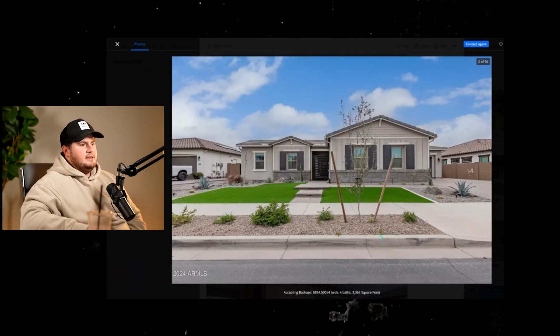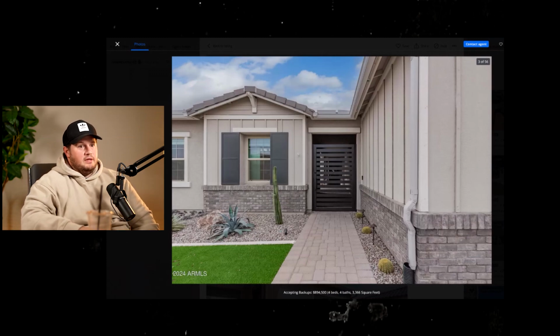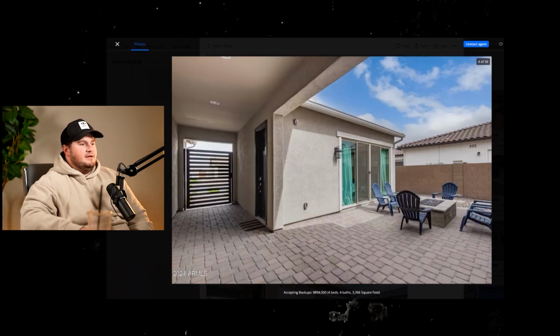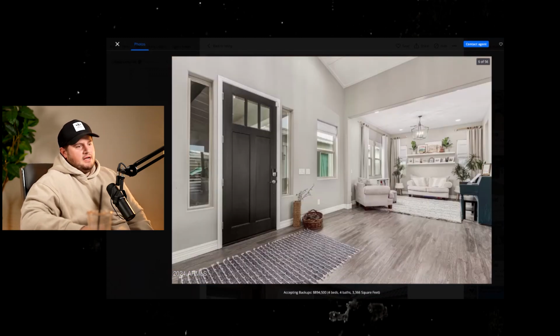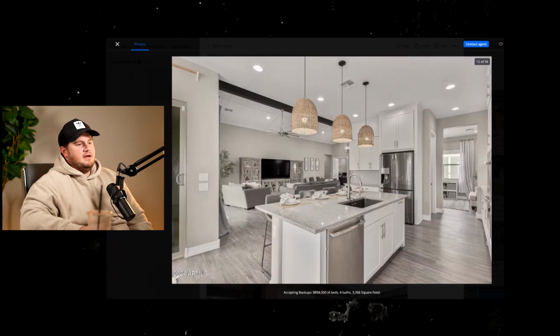So basically it's a nice little house. It's on about a third of an acre. Again, we currently live on 1.3 acres. It's got a casita out front, just a nice clean house, nothing too crazy. It's pretty. It's got a nice backyard.